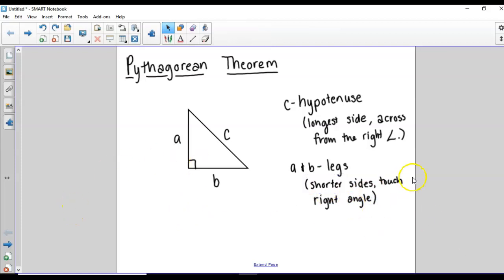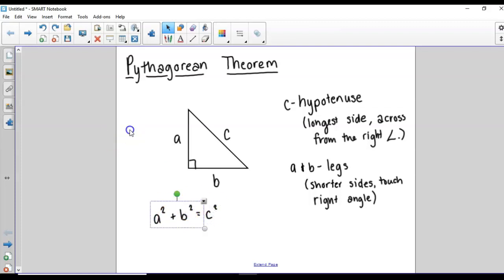And when I say touch the right angle, that means on one end, that's where the right angle is going to be. The hypotenuse does not touch the right angle. It's across from the right angle. Okay? And so Pythagorean theorem is A squared plus B squared equals C squared.